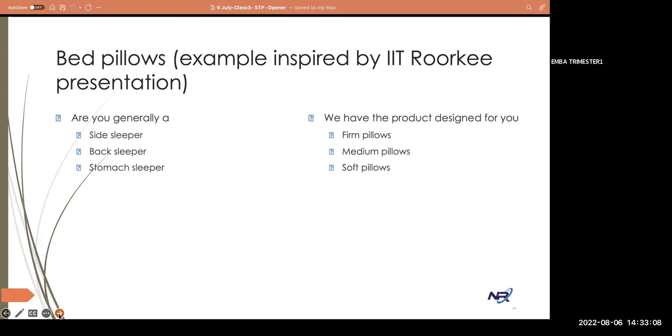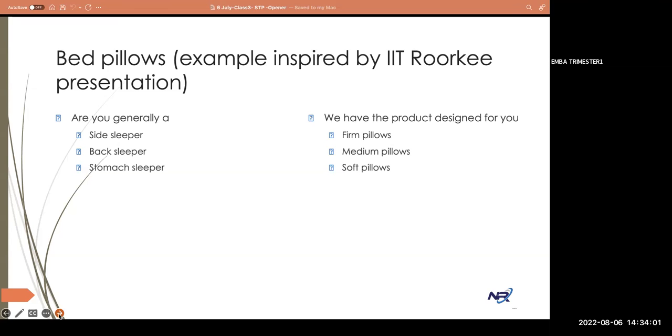One example of segmentation: I was just the other day looking at the IIT Roorkee presentation on segmentation. So he says, are you a side sleeper? Are you a back sleeper? Or are you a stomach sleeper? So we have firm pillows for you, medium pillows for you, soft pillows. Now, this is a level of segmentation that's very hard to even do. Through the night, we do all three of them, right? We sleep on our stomach, on our back, on our sides. So we don't know what. So then do you mean to say when I'm sleeping, I should switch my pillows? That's going to be very complicated. So sometimes this kind of segmentation is too much, which would really not get you anywhere, and you would end up having confused customers.